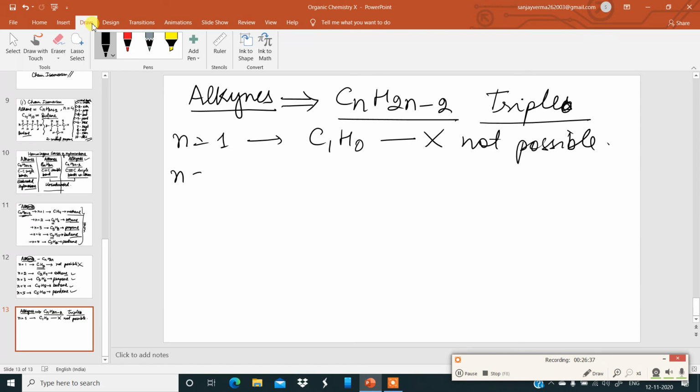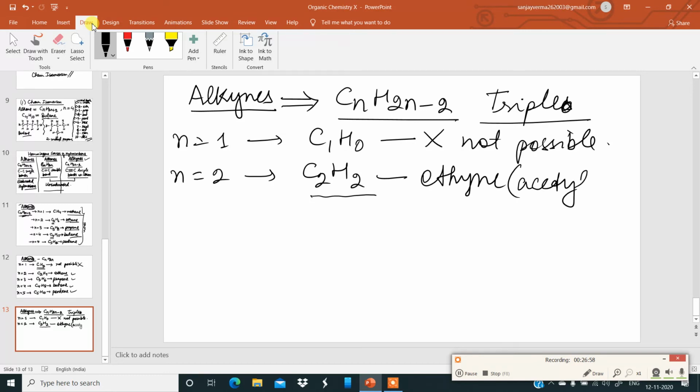Put the value of n equal to 2. You will get C2H, 4 minus 2 is 2, so C2H2. This compound has 2 carbon atoms and 2 hydrogen atoms. This compound is called ethyne. Commonly this compound is called acetylene.